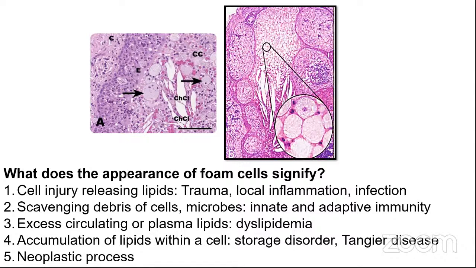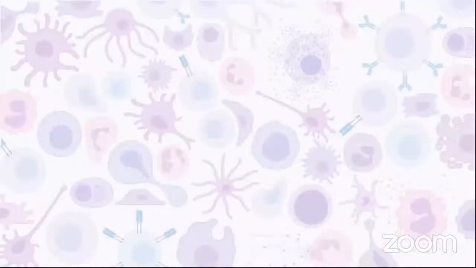Foam cells can also be seen because of a dyslipidosis. That means there is excess circulating plasma lipids. And accumulation of lipids within a cell can also be part of a storage disorder. And in fact, Tangier disease is a disease which shows the presence of foam cells. It is a genetic deficiency in the ABCA1, severe high density lipoprotein deficiency, and foam cells accumulate instead in tissues. And these patients have an increased susceptibility to develop atherosclerosis. And as we have seen, foam cells can also be part of a neoplastic process. So with that, we conclude with foam cells.